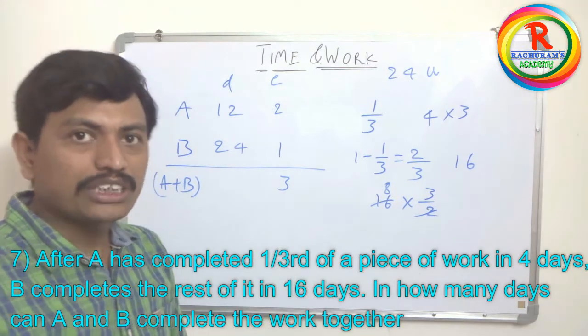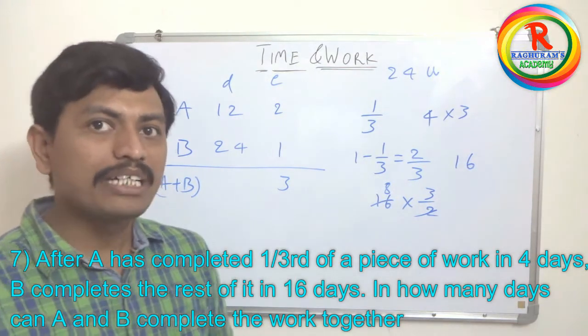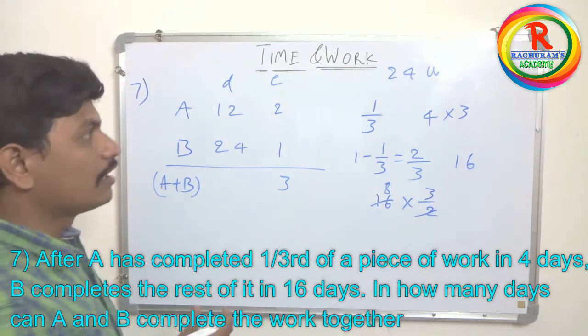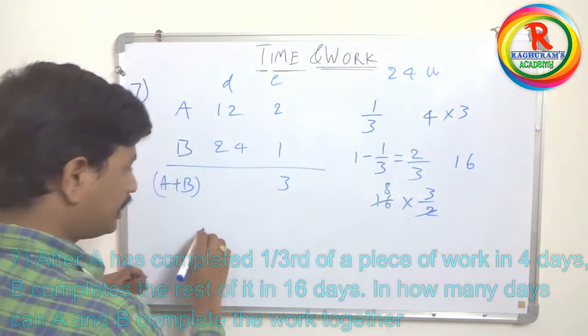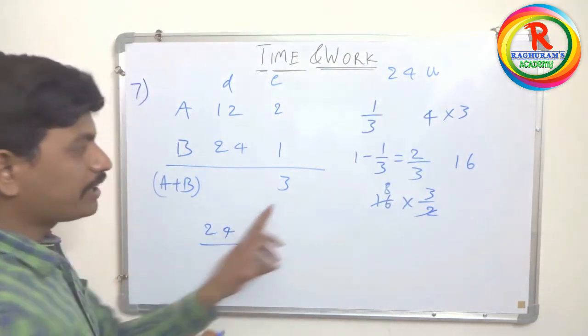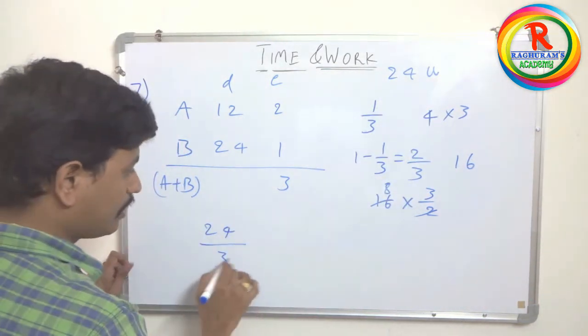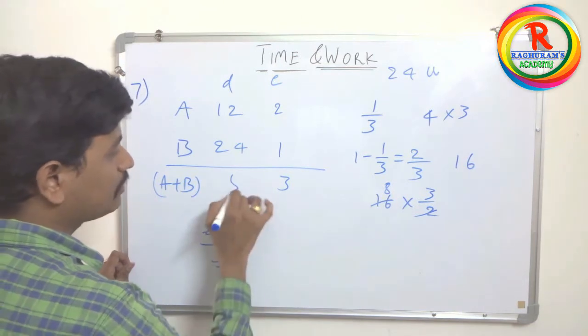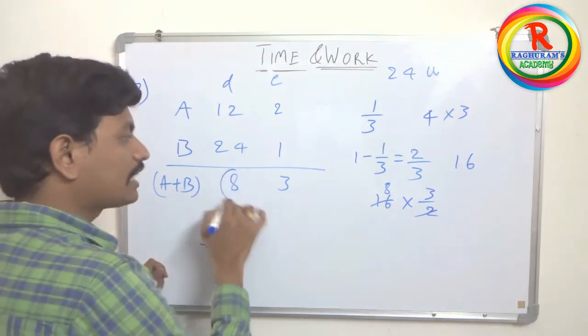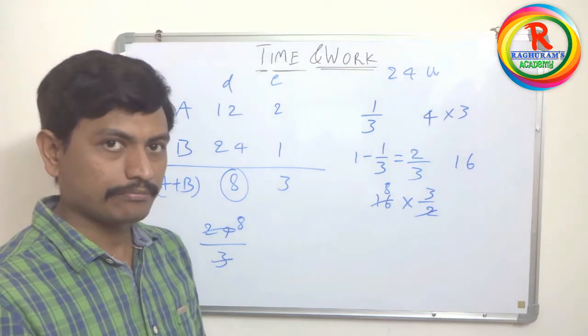And what is the question? In how many days A and B complete that work? So total 24 units. They can complete one day 3 units. What is the cancellation? 3 eights are 24. So the answer is 8 days.